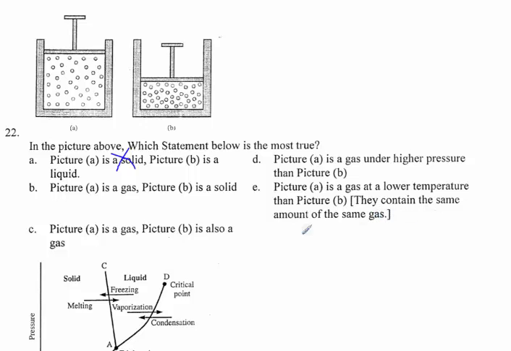They contain the same amount of gas. So no, if picture A is at a lower temperature, then the volume should actually look smaller. Let's look, maybe it's this one. Picture A is a gas and picture B is also a gas. Well, that's probably true. Maybe it sounds like a trick question, but no, they're probably both gases, just this one is under more pressure. So I'm going to guess the answer to that one is C.